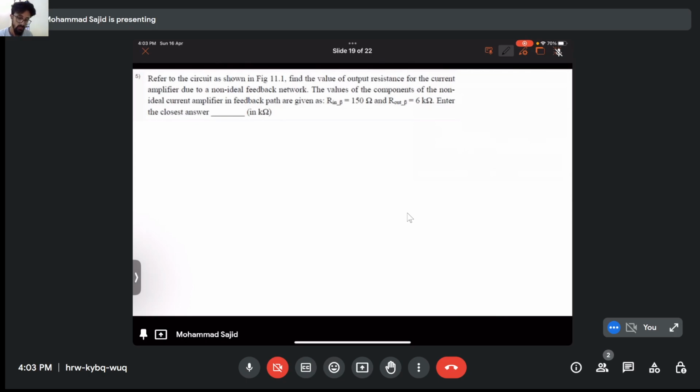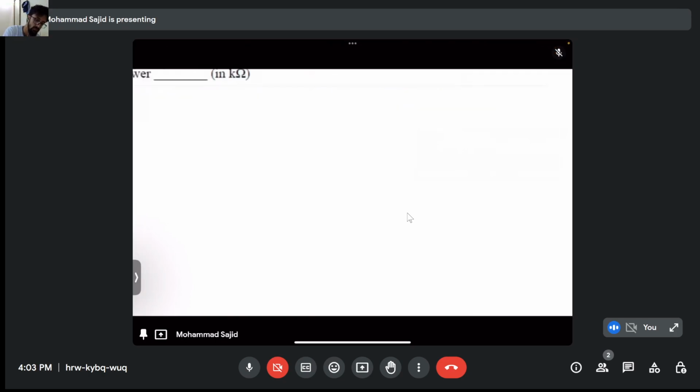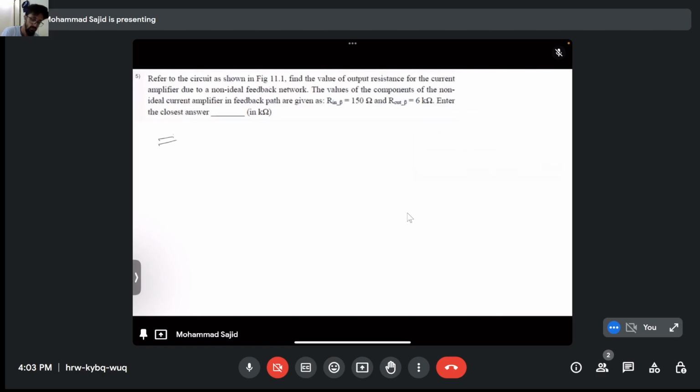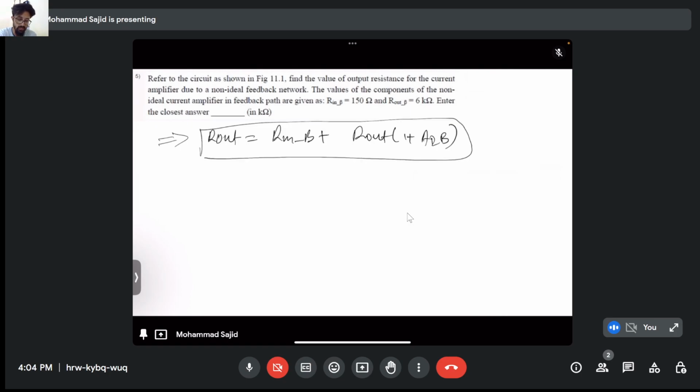Now similarly, we can do the output as well, right? If we solve this question, you will see that using these elements as well, one thing is you can directly put it in series of the previously related. So my R out dash is simply equivalent to R in B plus R out (1 plus A I beta). One thing we have to do is, in case of non-ideal, what is the A I and beta? These values also change. Please calculate these values.